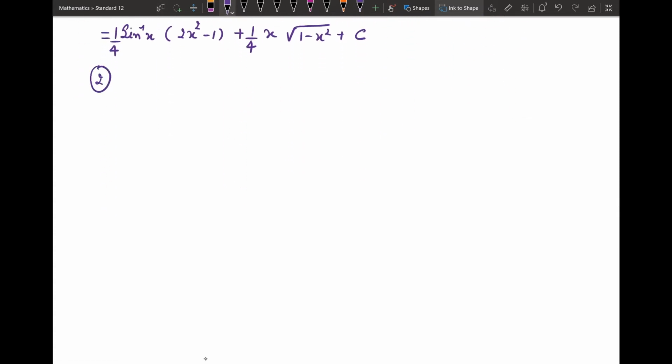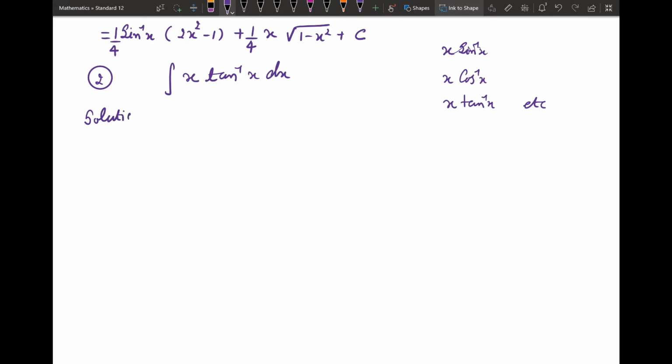We take another example. By the same method you can integrate all of these: x into sin inverse x, x into cos inverse x, x into tan inverse x, etc. For example, let us integrate x into tan inverse x dx.